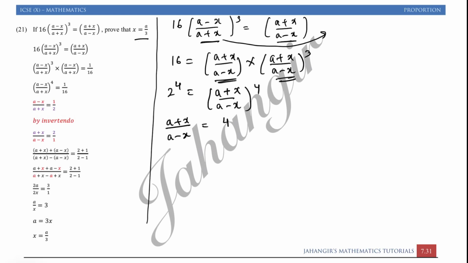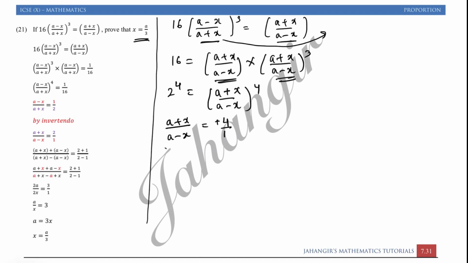We want x is equal to a by 3. We have to prove that. So here also you can take plus minus. If I am taking plus minus, in the fourth root you can get plus minus, but here I will just take plus because I want plus a by 3. So now this is 4 upon 1.